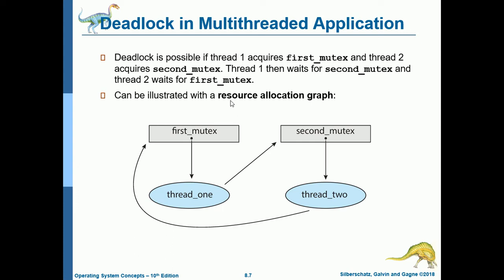So this example of a deadlock is very simple: 2 threads and 2 resources. It can be illustrated with a resource allocation graph. This is the illustration: the first mutex is already acquired by thread number 1, and the second mutex is already acquired by thread number 2. Thread number 1 waits for the release of the second mutex, while thread 2 also waits for the release of the first mutex. So that is already a deadlock. Both are waiting for who will release the particular resource.